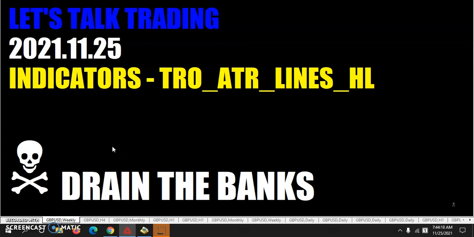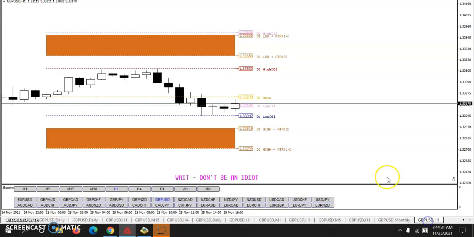Yesterday, we did the TRO ATR lines indicator. Today, we're going to do TRO ATR lines HL. Now, you're probably going to wonder, what's the difference? The difference is this indicator computes the ATR, the min and the max.